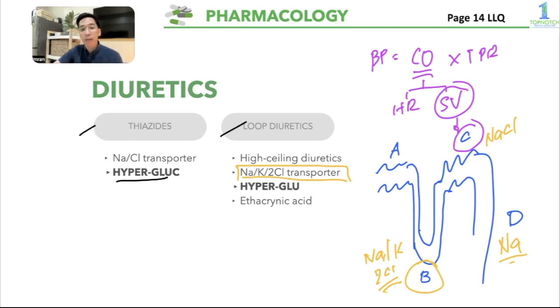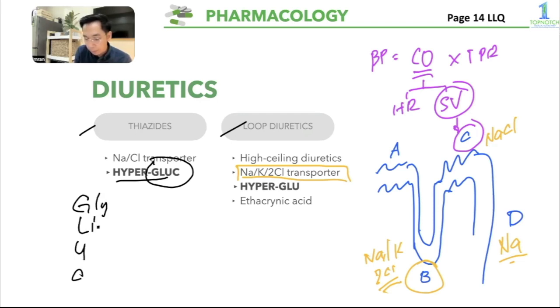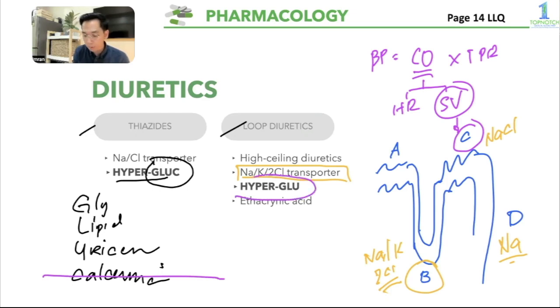Okay? So, one of the side effects of your thiazide diuretic is the hypergluc. Gluc is a mnemonic for hyperglycemia, hyperlipidemia, hyperuricemia, and hypercalcemia. While for your loop diuretic, just remove the hypercalcemia. So, hyperglu.